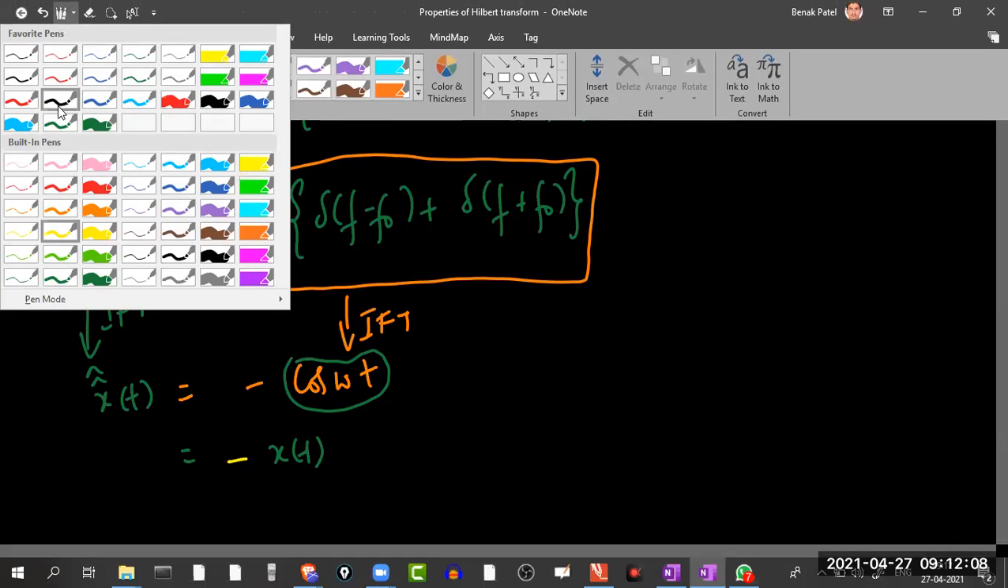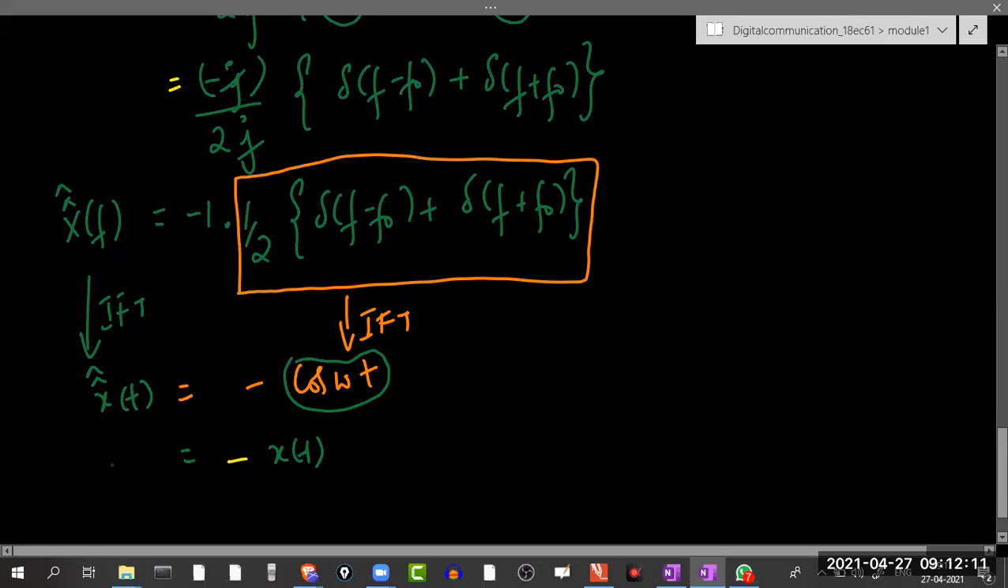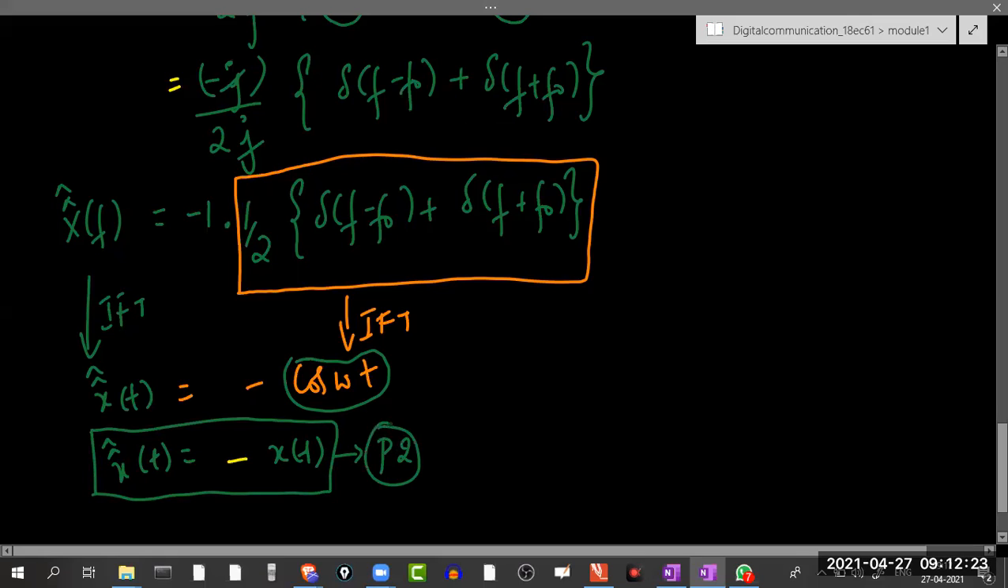So this proves our property number 2, that is, Hilbert transform of a Hilbert transform is the same function but associated with negative sign. This is property 2 of Hilbert transform.